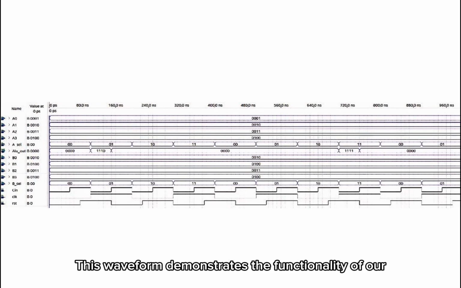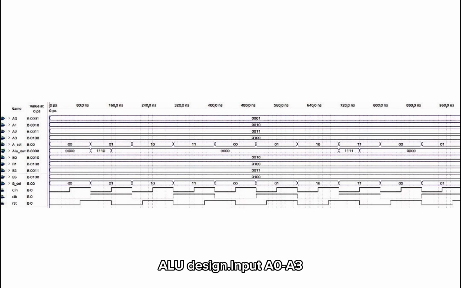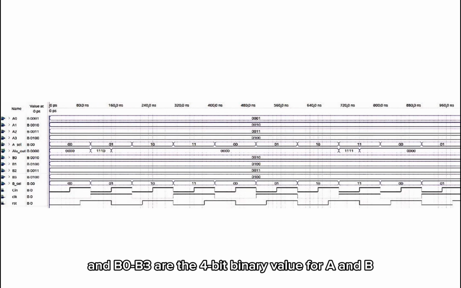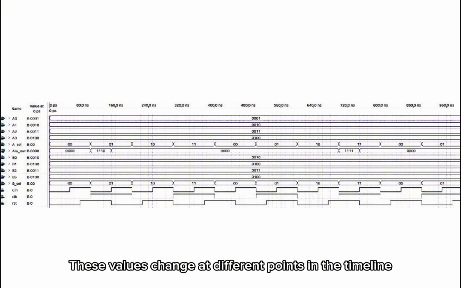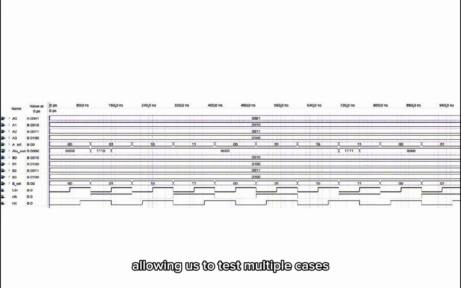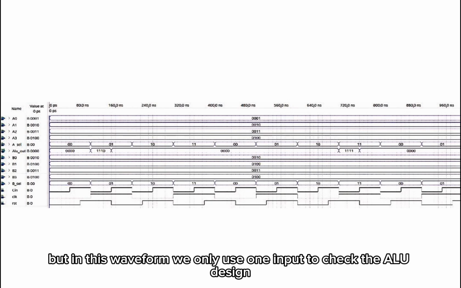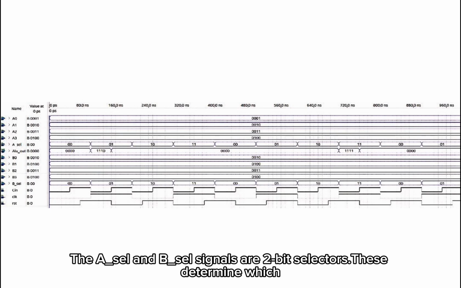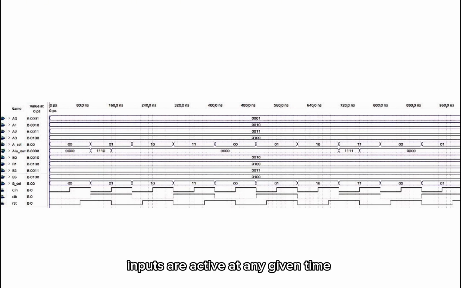This waveform demonstrates the functionality of our ALU design. Inputs A0 to A3 and B0 to B3 are the 4-bit binary values for A and B. These values change at different points in the timeline, allowing us to test multiple cases. But in this waveform, we only use one input to check the ALU design. The A select and B select signals are 2-bit selects. This determines which inputs are active at any given time, controlling which data is processed by the ALU.